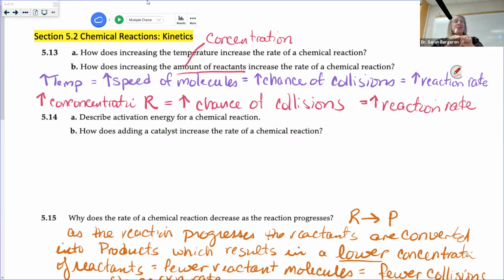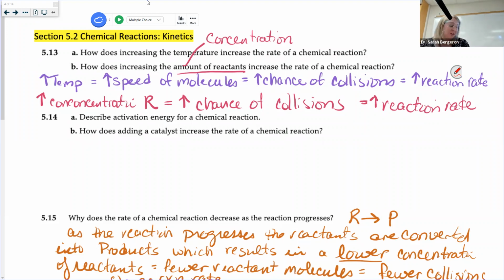You can have collisions that are non-productive, right? It's just hitting the wrong part on the molecule. The molecules aren't in the same orientation, or the molecules collide and they just kind of bounce off of one another. They don't actually form a product. So our activation energy is the energy that's required to make that reaction go. If you don't have enough energy, no reaction is going to go. Every reaction requires some amount of energy.